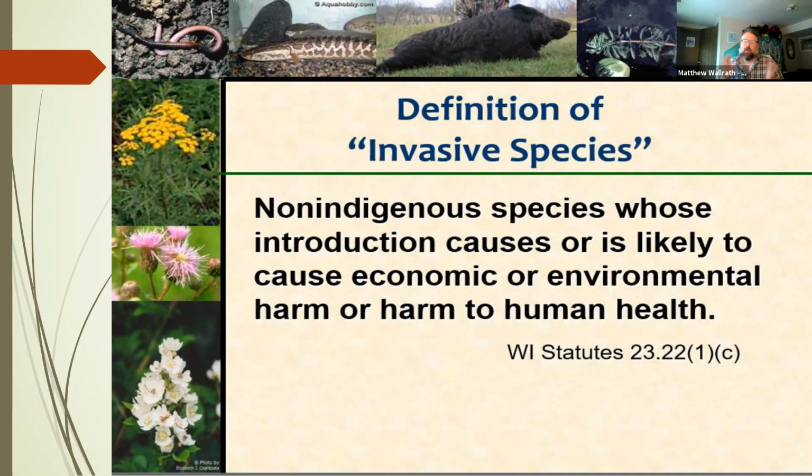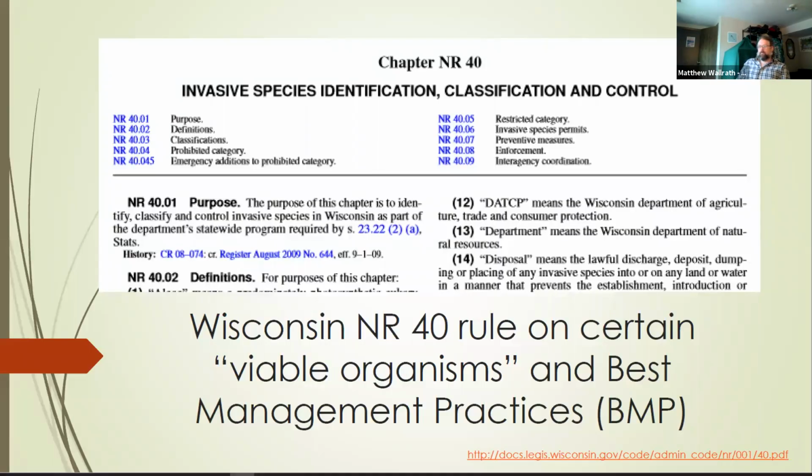So, economic or environmental harm. Just going to give a brief upload of what it is we're talking about here. We have a rule in Wisconsin called NR 40 that makes a list for these things. What you want to look at is this thing called viable organisms. So if it's alive and it can keep going through its spread and propagules, then we know that we want to take care of it if it's on this list.